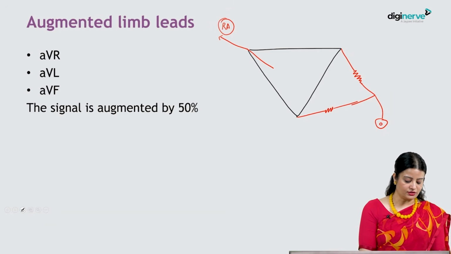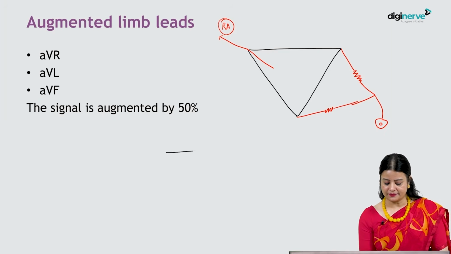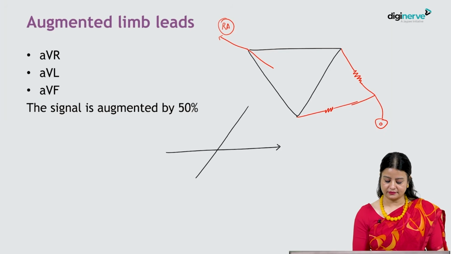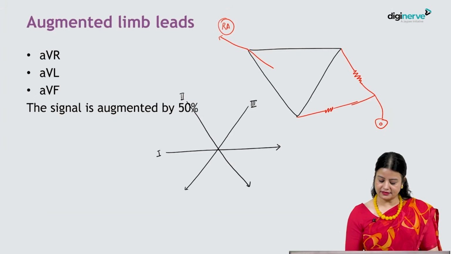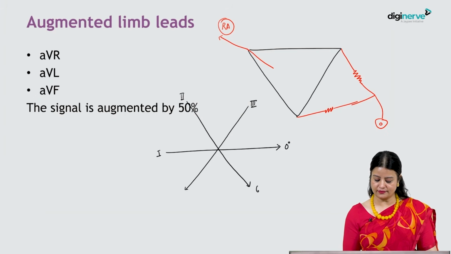Now going back to the hexagon system again, lead 1, lead 2 and lead 3. Let's revise the angles 0, 60, 120.